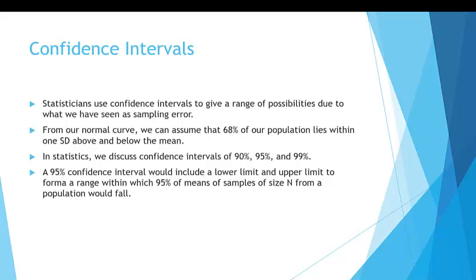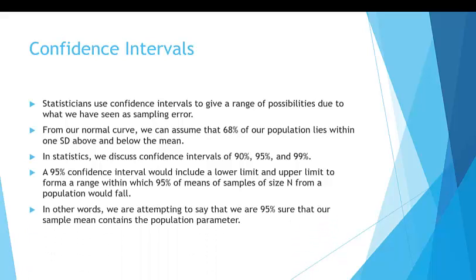So, in other words, we're going to create an upper and a lower limit, and we're going to say we're confident that 95% of the means of any samples will fall within this range. Another way to look at it is we're 95% confident that our sample mean contains the population parameter. So how do we do this?